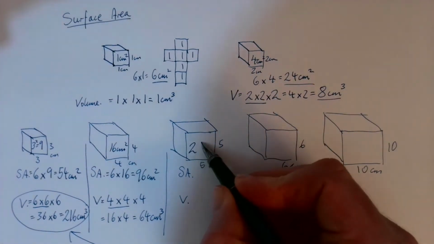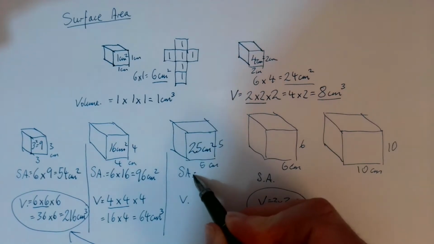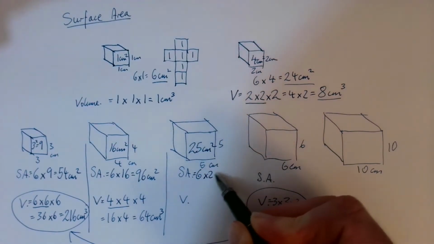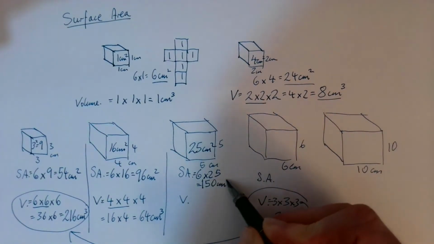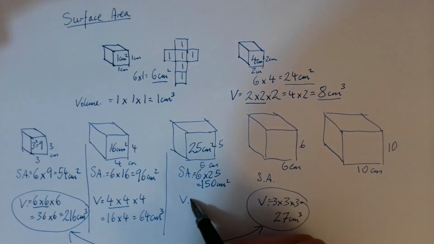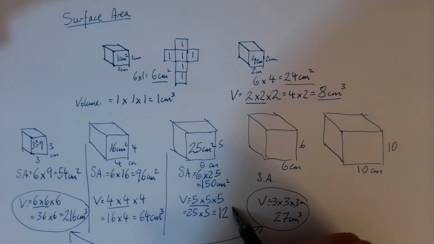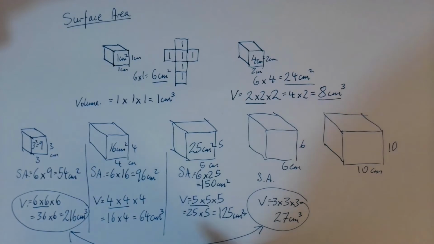5 5s are 25 centimeters squared. This whole surface area will be 6 times 25, which is 150 square centimeters. The volume is going to be 5 times 5 times 5. Now 5 5s are 25. 25 times 4 is 100, so 25 times 5 is 125 centimeters cubed, and that number's now getting closer, isn't it, to the surface area number.